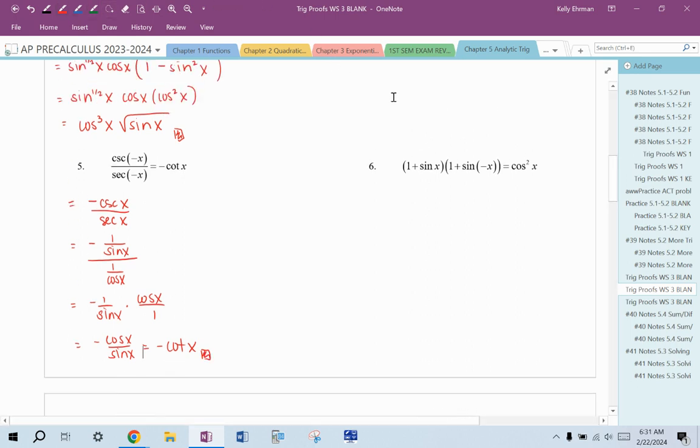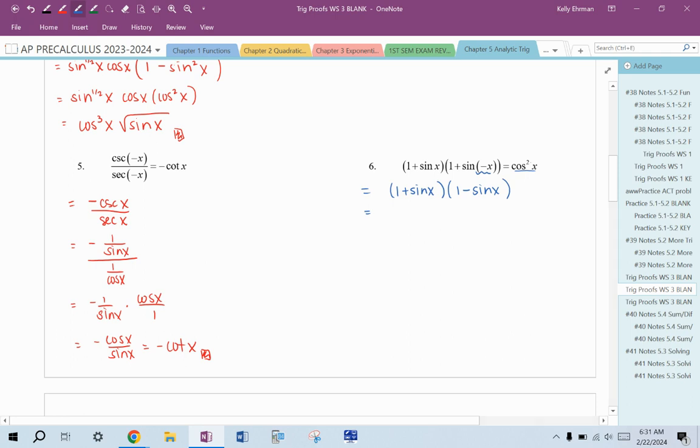All right, on number 6, take care of this negative angle first. So I'm not going to do anything besides rewriting that. Sine of negative x will become 1 minus sine x. We're trying to get cosine squared. You should have it pretty well in your head by now that cosine squared is 1 minus sine squared. We've used that rearranged Pythagorean identity a lot now.